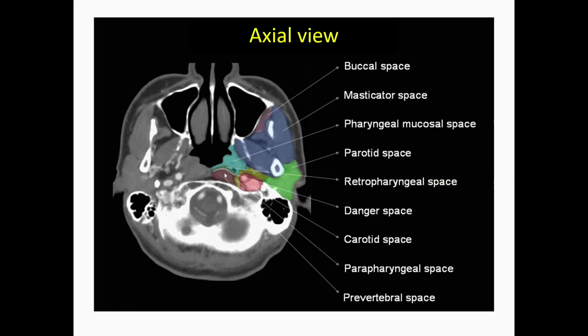or longus colli involvement, then the patient can have torticollis. You can have neck stiffness. The patient has difficulty in moving the neck when the prevertebral muscles are involved.